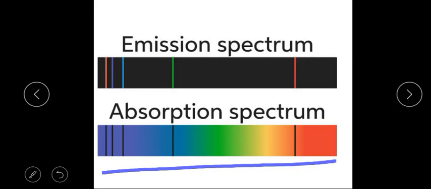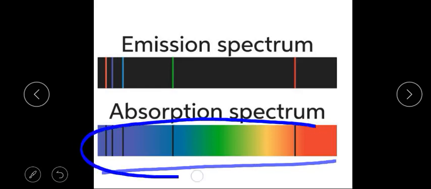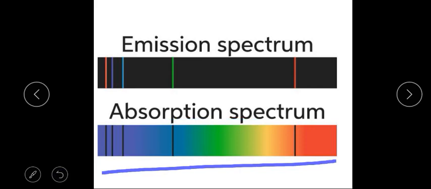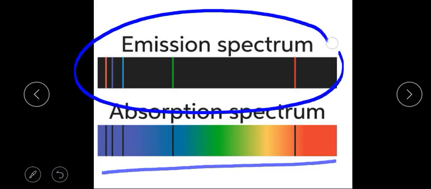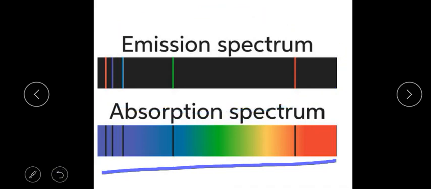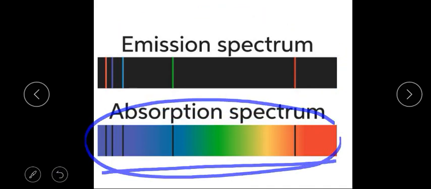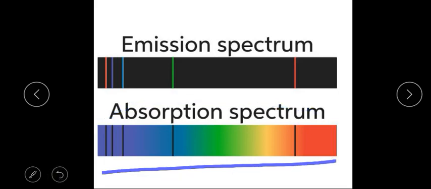This type of spectrum is known as the line absorption spectrum. These dark lines correspond to those wavelengths which are found in the line emission spectrum but are absent in the line absorption spectrum. Those wavelengths are absorbed in this case, so it shows dark in that space. So this type of spectrum is called the line absorption spectrum.